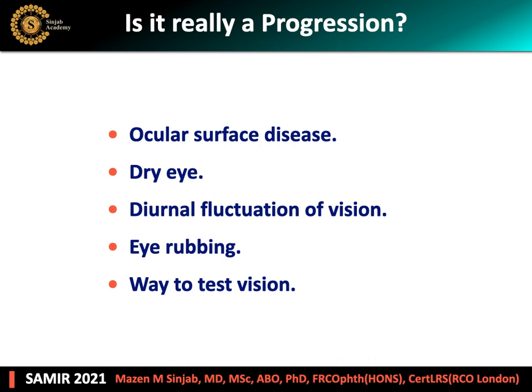The way to test vision has a big role in giving false results, especially if it is carried out by different optometrists in every visit, with a different way of testing vision and different charts in every visit.